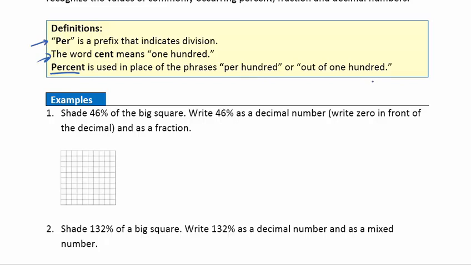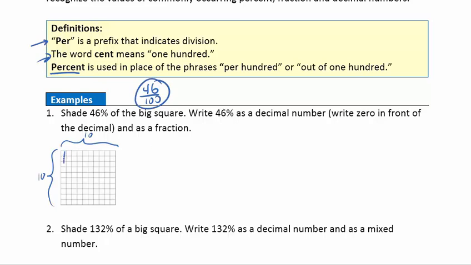So example 1, shade 46% of the big square. And then we're also going to write 46% as a decimal number and then as a fraction. Well, let's start by shading it. We want to shade 46%, which means 46 out of 100. This big square is 10 by 10. We got 10 going across this way, 10 going across this way. So that tells us there are 100 little squares in this big square, and we want to shade 46 out of 100.